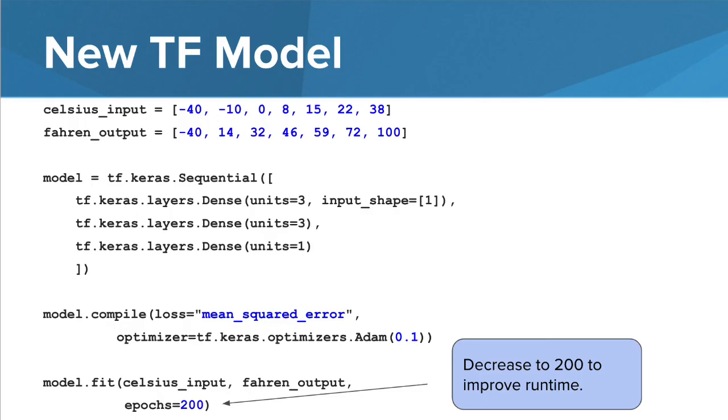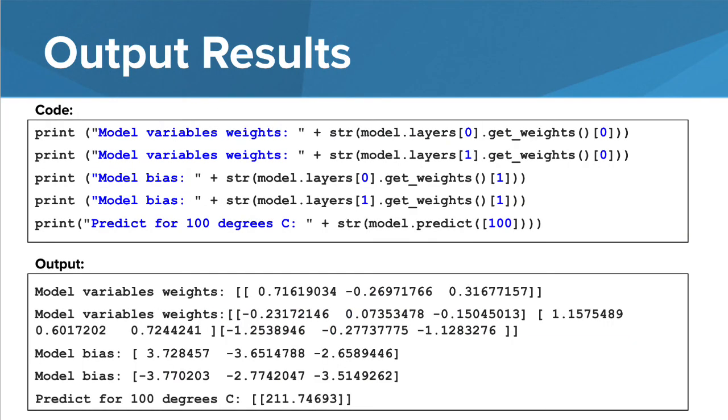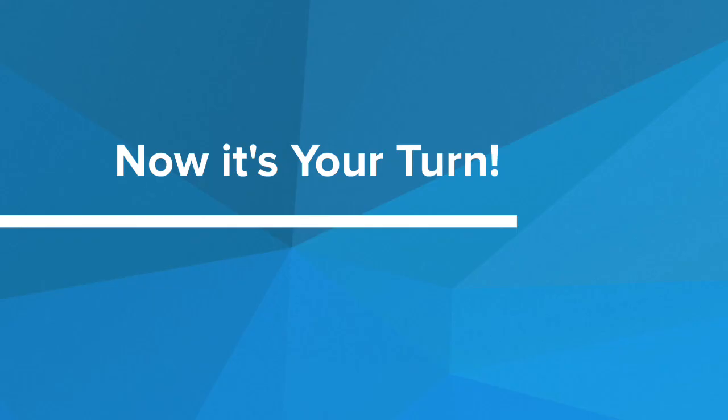We've also decreased the number of epochs to 200 because the added nodes and layers in the model increase runtime significantly. Reducing this to 200 will not have much of an impact, but will shorten the runtime. Notice the output now. The prediction is still basically the same, but the model is much more complex. The number of weights in the first layer increases from 1 to 3, but that number increases exponentially to 9 in the second layer. The end result is still basically the same, a prediction that is nearly correct, but not exactly. Now that you've learned a little bit about TensorFlow, it's your turn to explore.